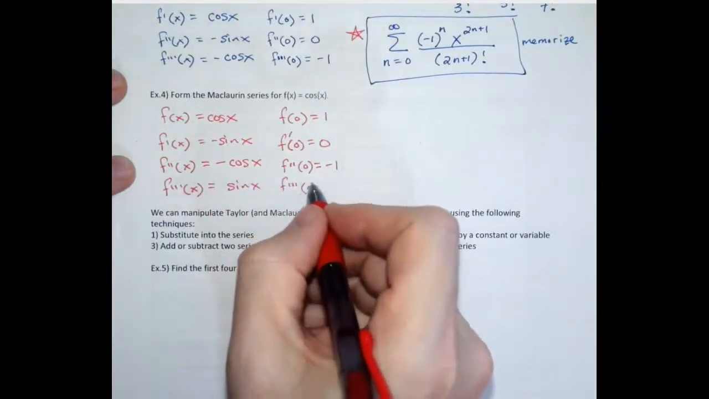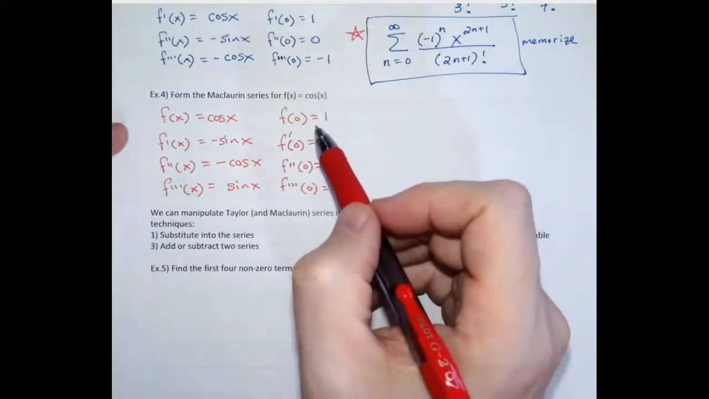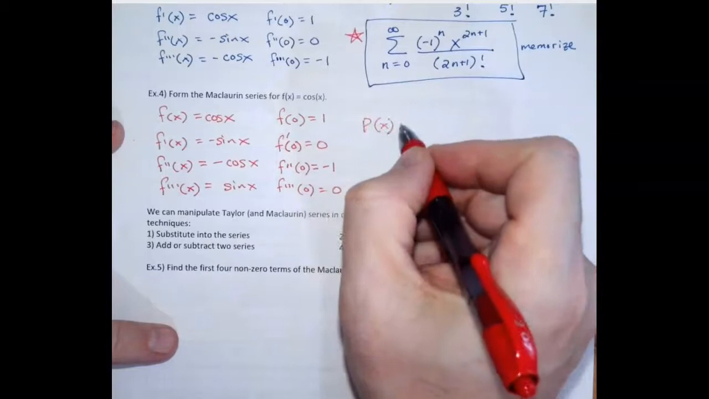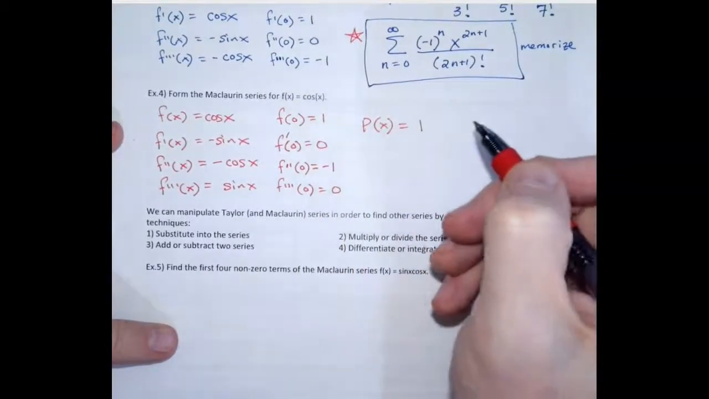And the triple prime is 0. So now, for that first term, you can go back to the front page of the notes if you need to. That's going to be 1.